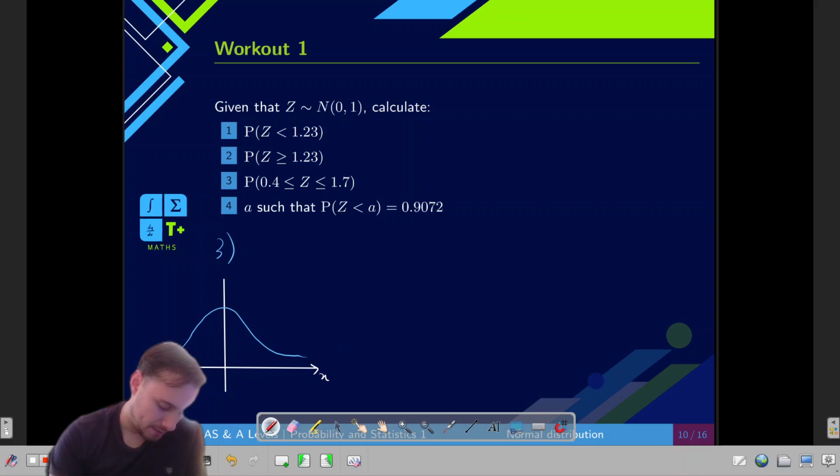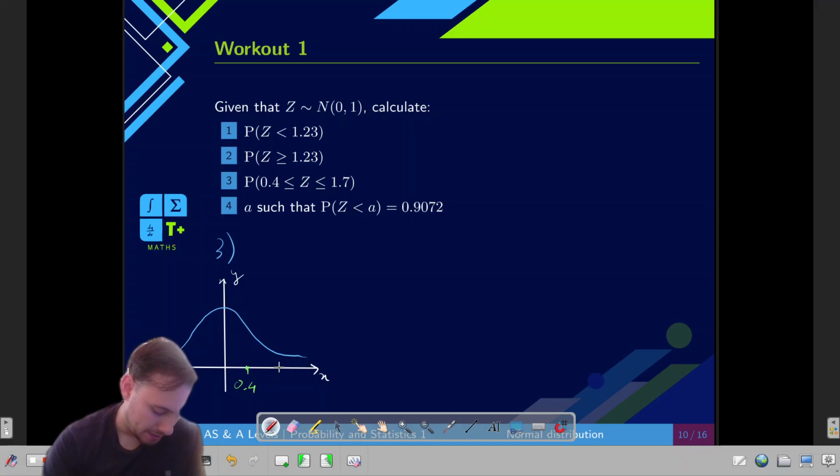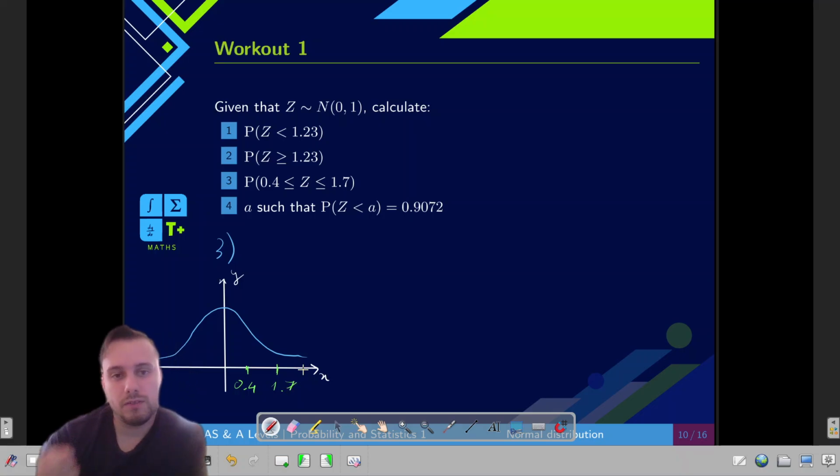Here we have x, here we have y, and we want to find the probability that my Z is in between two values. This means that we're going to be working with two values for lowercase z. We're going to have over here 0.4. I'm not using any scale here, just for you to know. And then we have over here 1.7. So what is it that I'm looking for? I'm looking for the probability that my Z is in between these values, meaning that I want my area under the curve for these values.